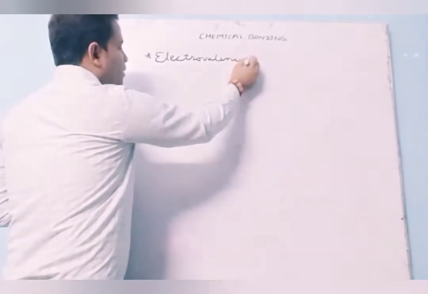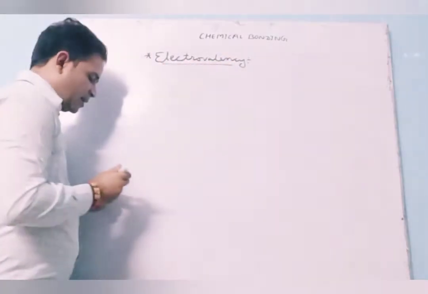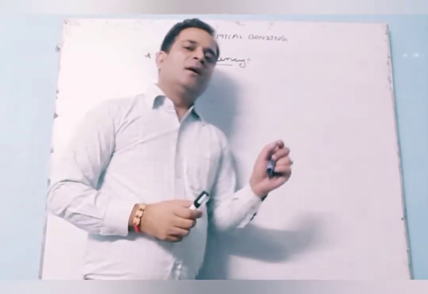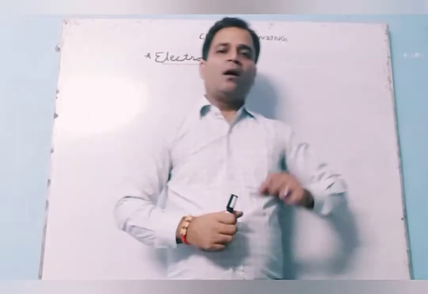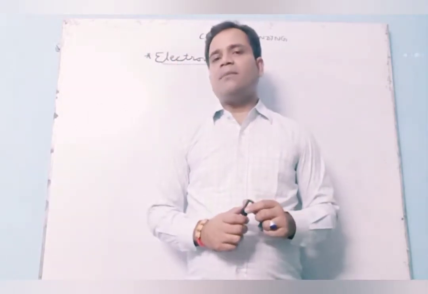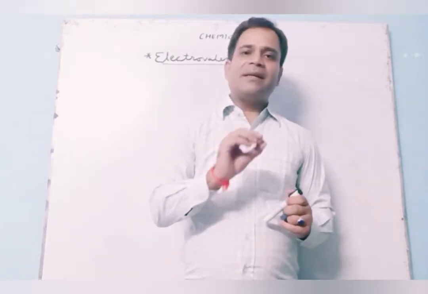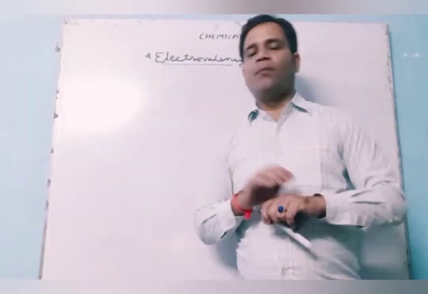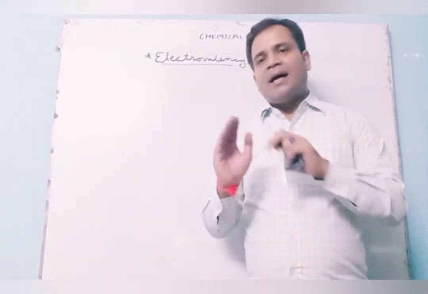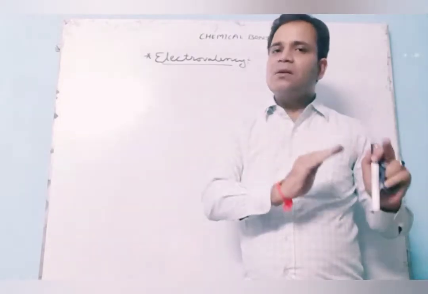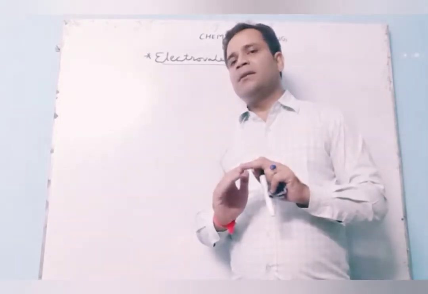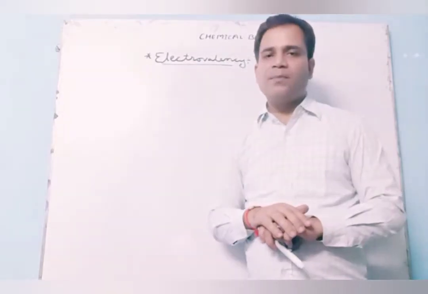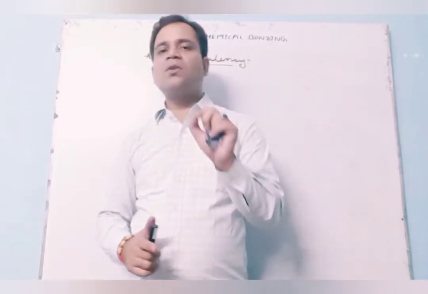Electrovalency. So you already studied the electrovalent bond. Electrovalency is when an atom of an element has a tendency to lose or gain electrons to form an ionic bond. So when the atom of an element loses or gains electrons to form an electrovalent bond, it is termed electrovalency.